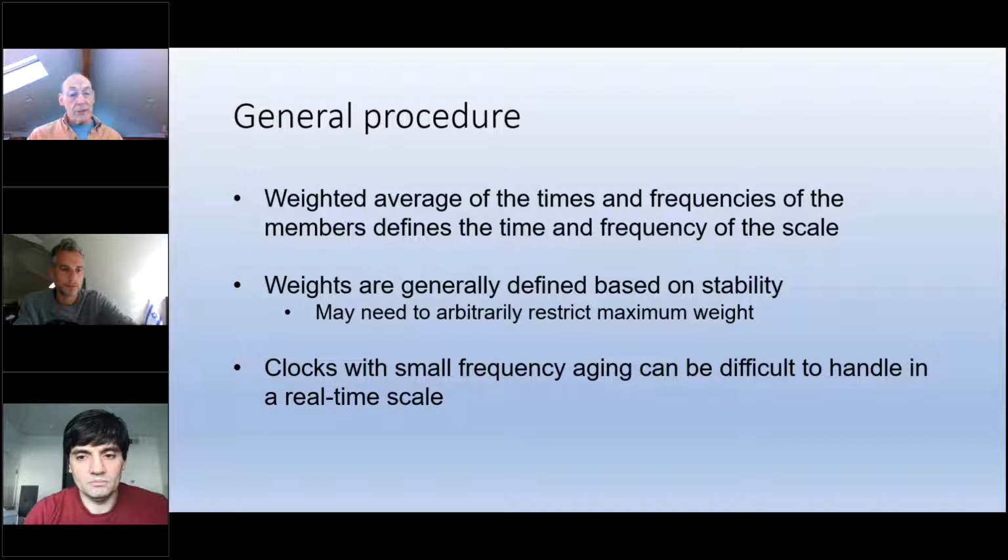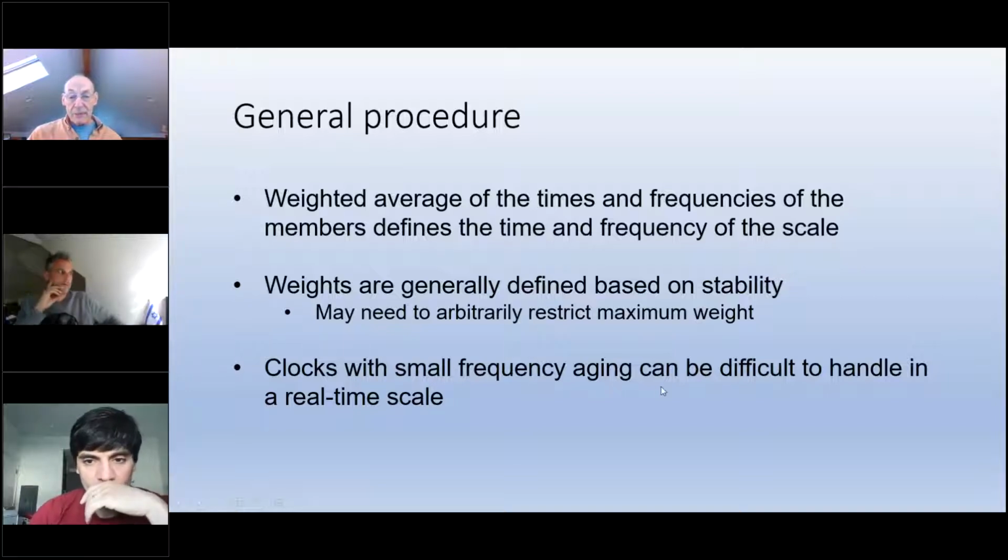You may need to arbitrarily restrict the maximum weight, as I mentioned. Clocks with small frequency aging can be difficult to handle because it's hard to tell the difference between a stochastic effect and a small predictable frequency aging.